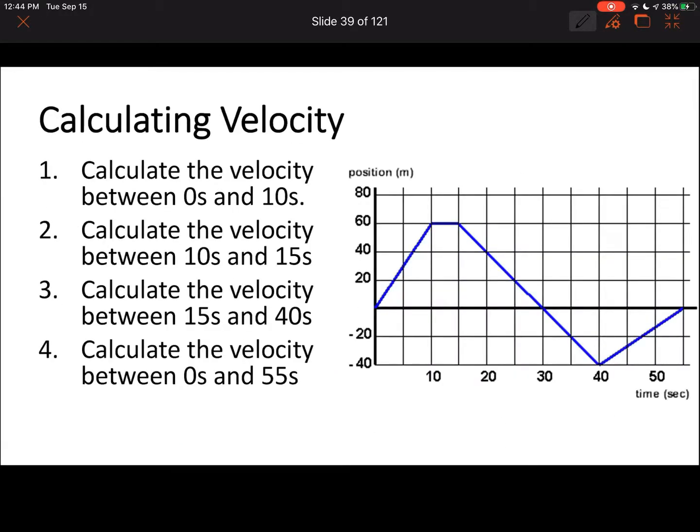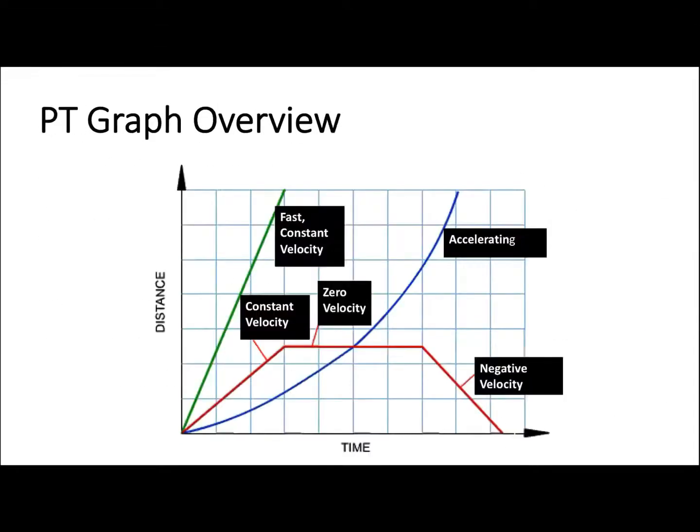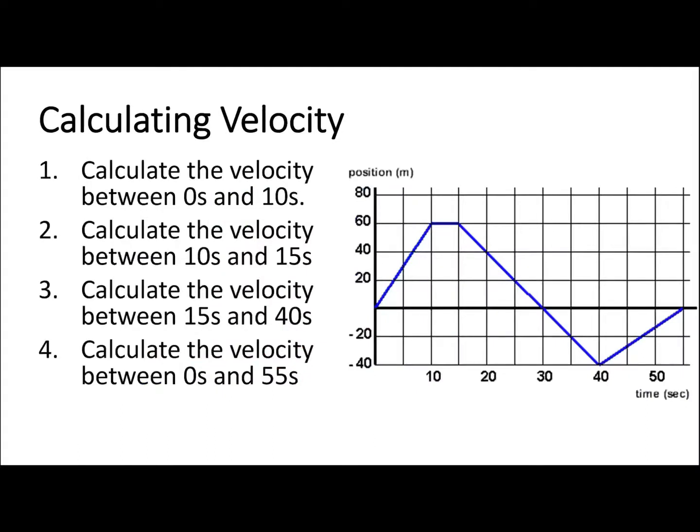So how do we use this to calculate some velocities? Go ahead and pause the video and see if you can figure out these answers. Our answer to the first one should be 6 meters per second. Our answer to the second one is 0 meters per second. Our answer to the third one is negative 25 meters per second. And our answer to the last one is 0 meters per second.